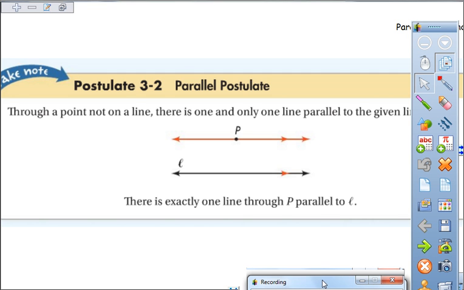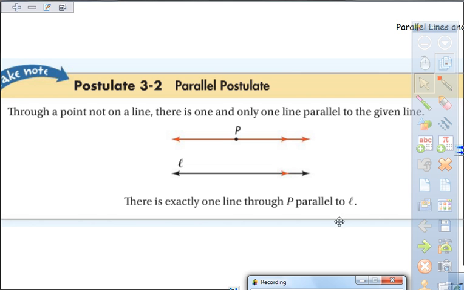Lesson 3.5, Triangle Sum Theorem. Here's a new postulate. Postulate 3.2, it'll be called the parallel line postulate, or the parallel postulate. Through a point not on a line, there is exactly one and only one line parallel to the given line. In other words, there is exactly one line through point P that is parallel to line L. We are going to use this in the following proof.